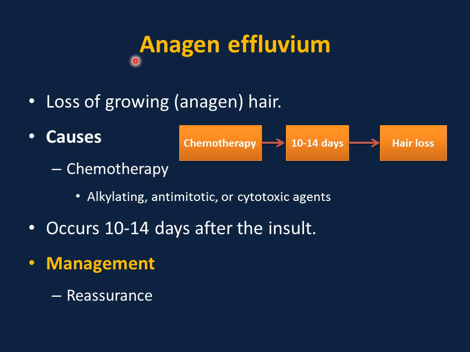Very important to make a distinction between anagen effluvium and telogen effluvium. Telogen is because of stressful events and occurs a few months after them. But in the cases of chemotherapy, it will be anagen effluvium because it affects the hair growth during the anagen phase. This occurs 10 to 14 days after starting the chemotherapy. Once the chemotherapy is stopped, the hair will regrow.